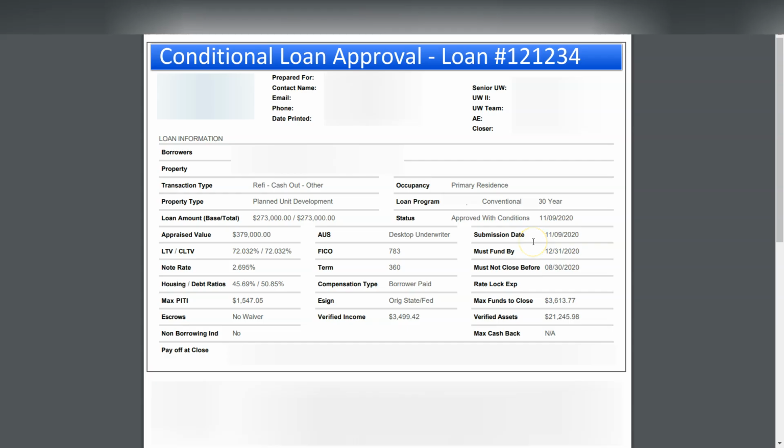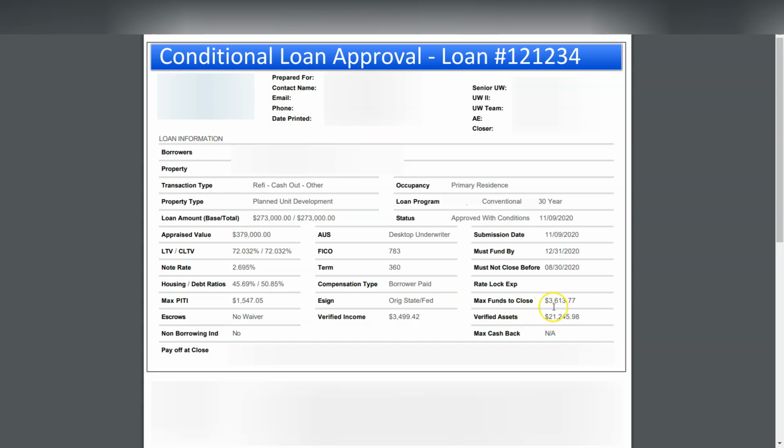Over on the right, it says submission date, the date in which it was submitted. Must fund by. This is the date in which the loan has already closed, and then 3 days need to pass on a refi so that the borrower can decide to either cancel the loan or not between those 3 days, and after those 3 days, the loan will be funded. Must not close before. Now, this is the date in which the loan cannot close before that specific date. Rate lock expiration. So you're going to be able to see a date here in which the interest rate lock will expire. So it must close before then, or the interest rate lock will need to be extended.